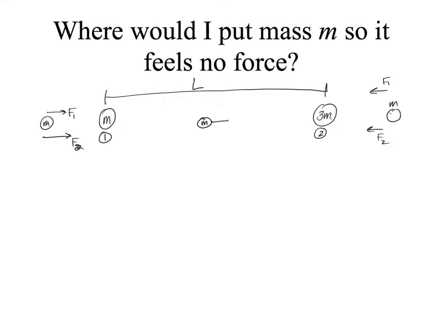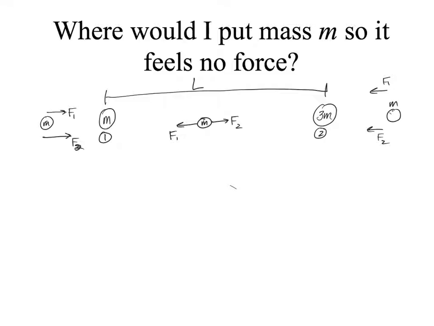So finally, I'm going to try the mass in the center. And here I see that the larger mass, 3m, is going to exert a force to the right, but m, the smaller mass, is going to exert a force to the left. Now I know that this is the only region where the forces could cancel out. The next thing I need to figure out is exactly where I would put it.